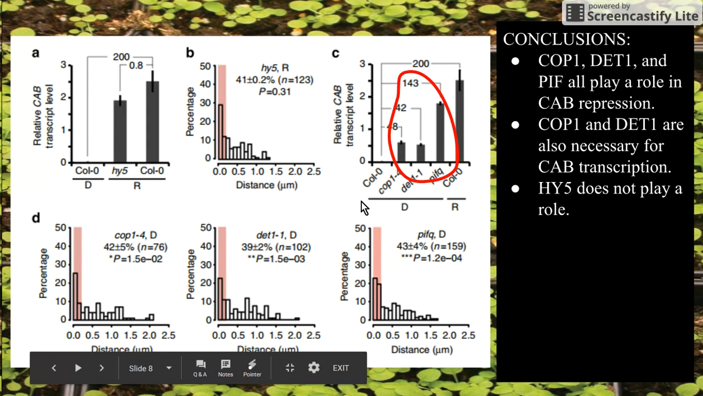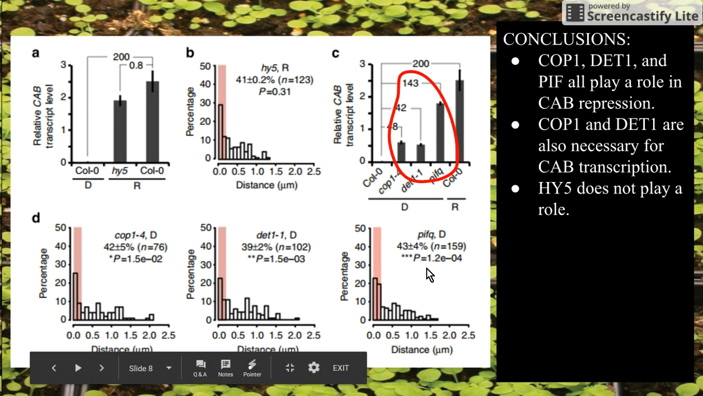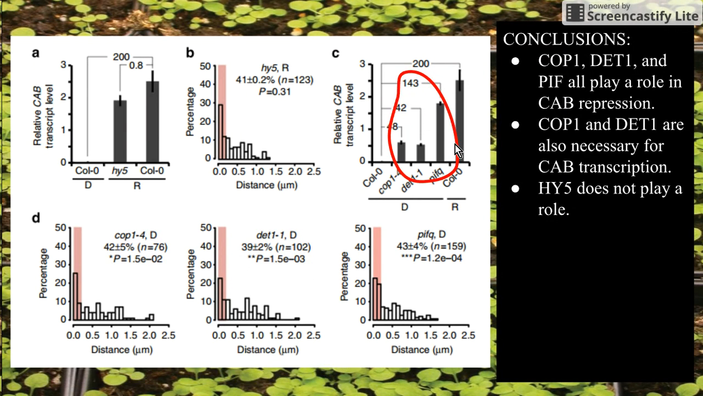So it basically proves that these genes here are responsible for keeping CAB repressed when it is in darkness, and when it's exposed to light, they get degraded, so the CAB will relocate itself to the periphery and it gets expressed.